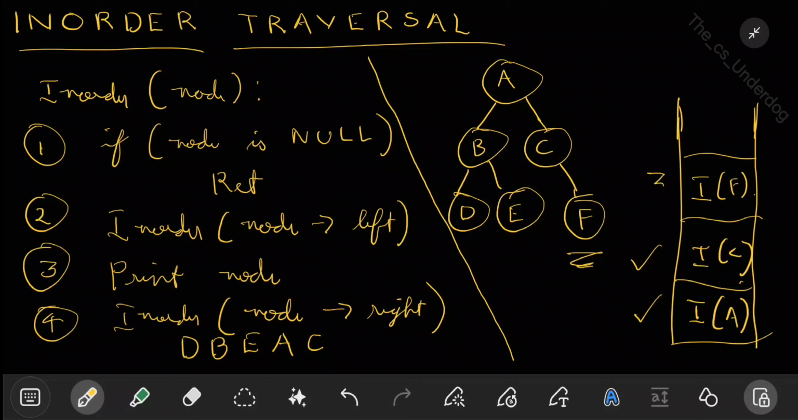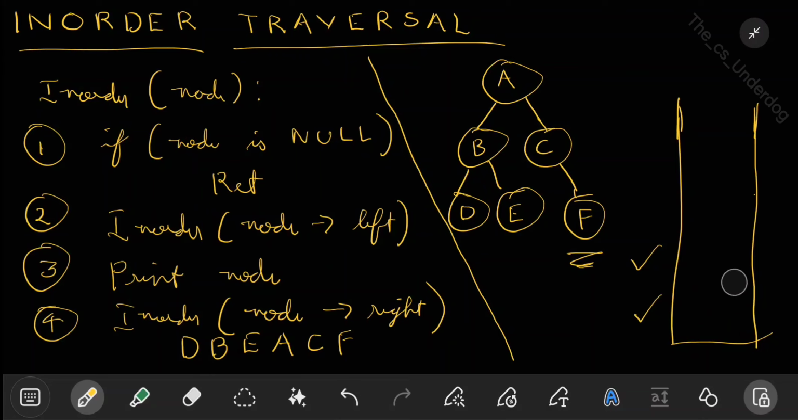Then I'll go to the third step, which says print node, print F. So I'll print F. Then what I'll do? After printing, I'll do the fourth step, which is in order of node pointing right, which is also null. So in order of null, this will be popped off. F is also done. F will be popped off. C will be popped off and A will be popped off. So my complete algorithm is done.